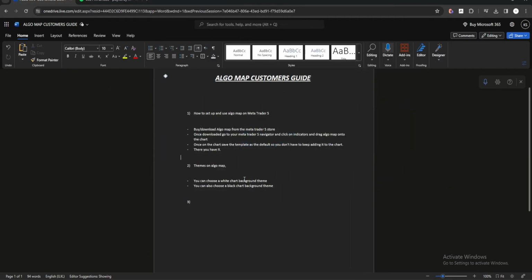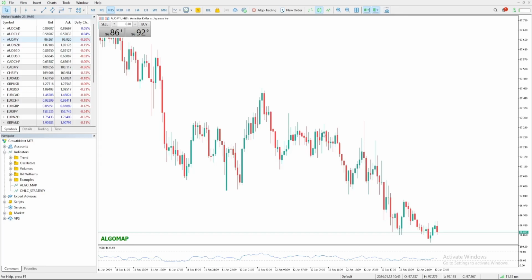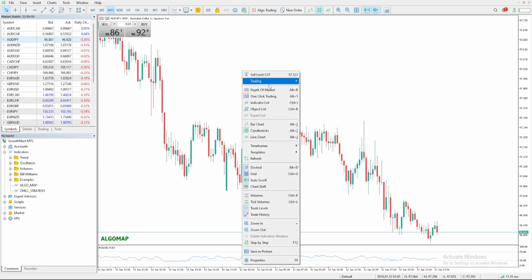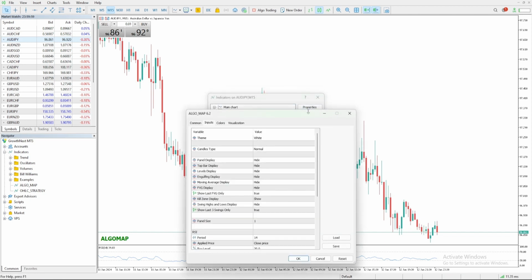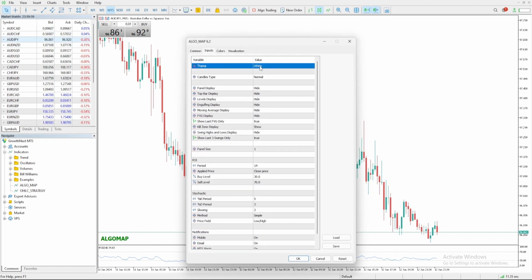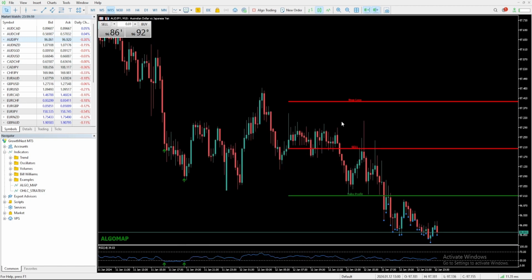Alright then, so we're now on to number 2. It's going to be the themes on Algo Map. You can choose a white chart background theme. So basically, it's just going to keep the chart white in the back. And then you could also choose a black chart background theme. So it's then black on the background. So let me go onto the MetaTrader 5 and show you what I mean. So the first thing you can do is right click, go to the indicator list, and you're going to see Algo Map. You're then going to click properties, then you're going to see at the very top theme, and right now we're on the white theme, and if we change it to the black theme, it will change to the black theme. Very simple, and that is basically it for the themes.